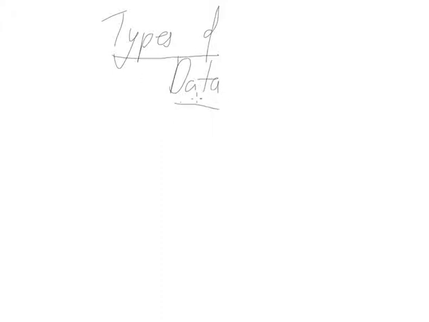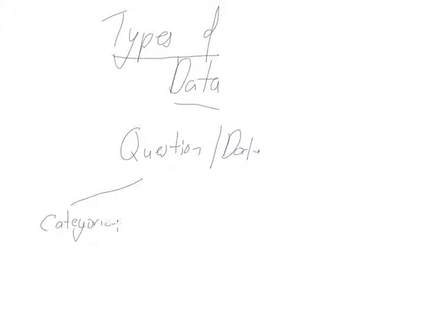So when you ask a question, you're going to get yourself some data. And broadly speaking, your data is going to fall into one of two categories. It's either going to be categorical or numerical.